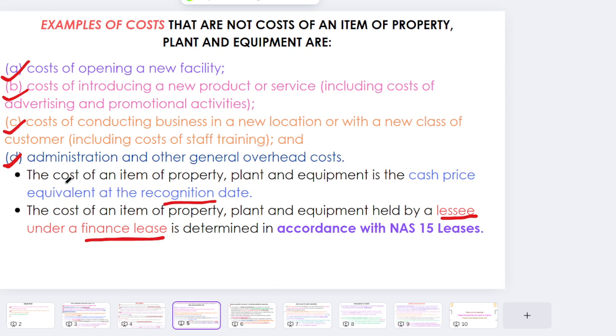Now that is all about the cost of an item of property, plant and equipment. After that, friends, we should focus on acquisition cost. And for other details, the cost of an item of property, plant and equipment held by the lessee under a financial lease will be discussed in NAS 15. That's about the lease part.